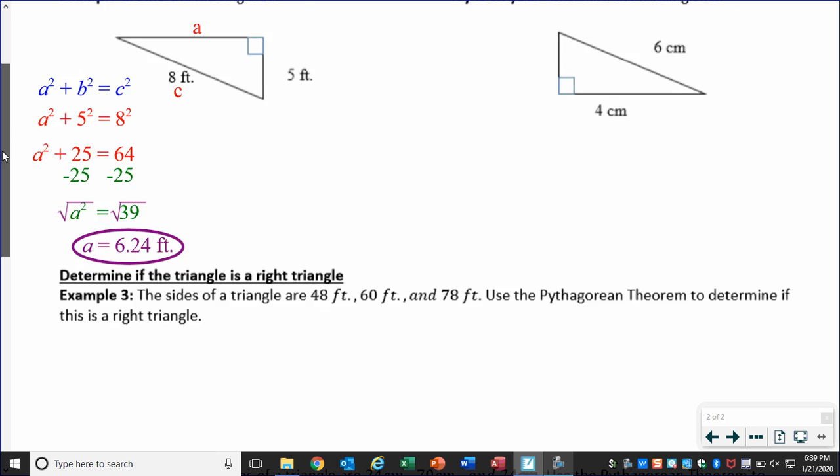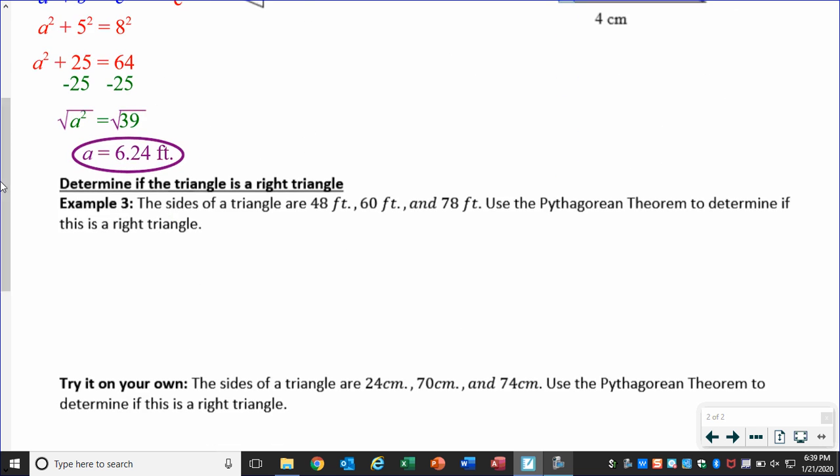The last example is basically doing the same thing, but now we're going to check to see if it's a right angle. So this time we have all 3 sides, and we're going to plug all 3 into the Pythagorean theorem to determine if it actually is a right triangle. We know it's going to be a right triangle if when we plug everything in, it actually comes out to be equal. That's how we know it's a right triangle.